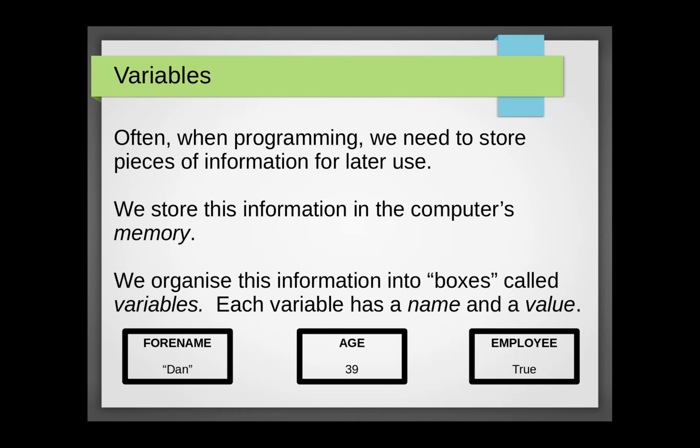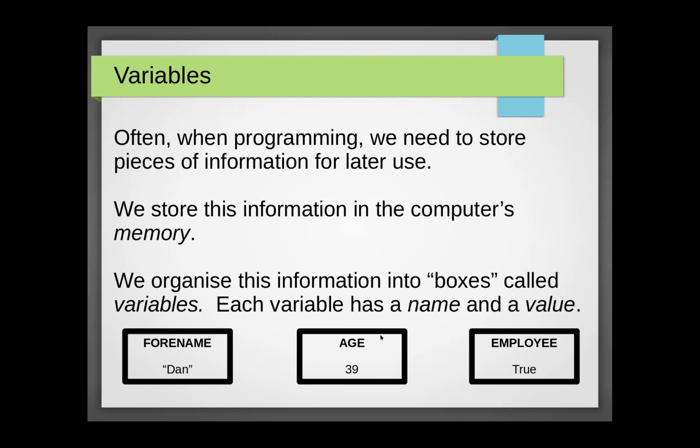And each variable has a name and a value. The name indicates the information it's storing, and the value is the actual information itself. So we might have a variable called forename, and I might put Dan, age 39, a bit higher than that now, and employee might be true. This is all information that we can then access. So we're telling the computer, remember that my forename is Dan, remember my age is such and such. Okay, so that's all a variable is.